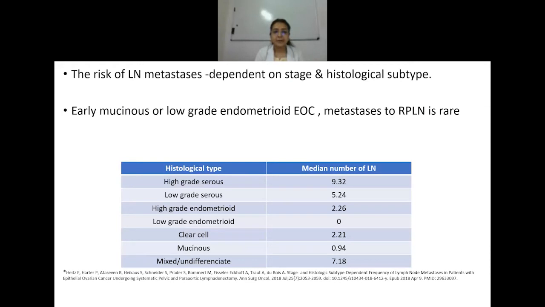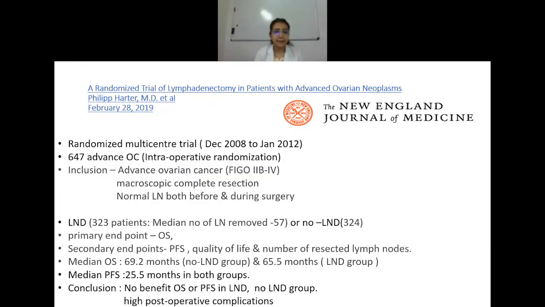subtype. Now the metastasis to the retroperitoneal lymph node in early mucinous and low-grade endometrioid epithelial ovarian cancers was studied by Philip Harter et al. This was published in 2019. It is an RCT that was done from 2008 to 2012. 647 cases of advanced ovarian cancer patients were included, and intraoperative randomization was done.